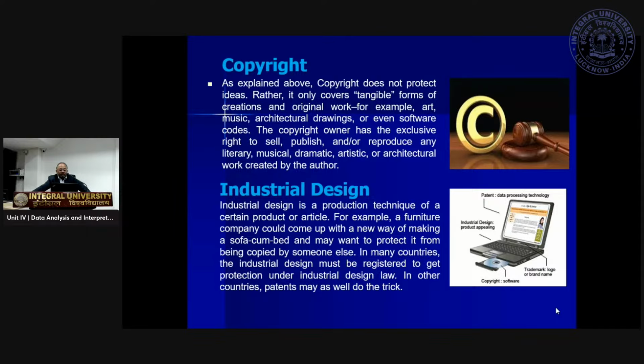So this is also being patented, and if it is allowed, then others can use the same manufacturing process of any product. In many countries, the industrial design must be registered to get protection under the industrial design law. If it is not protected, then anybody can use it. What happens in India? The competitors are using others' work because it is not being patented.